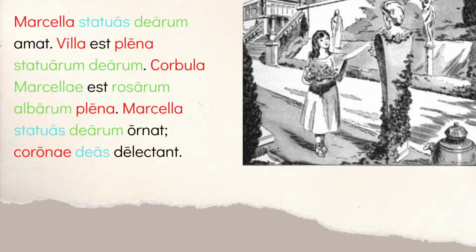You have villa est plena statuarum dearum. So the villa is full, right? Plena means full. So villa est plena means the house or the villa is full.